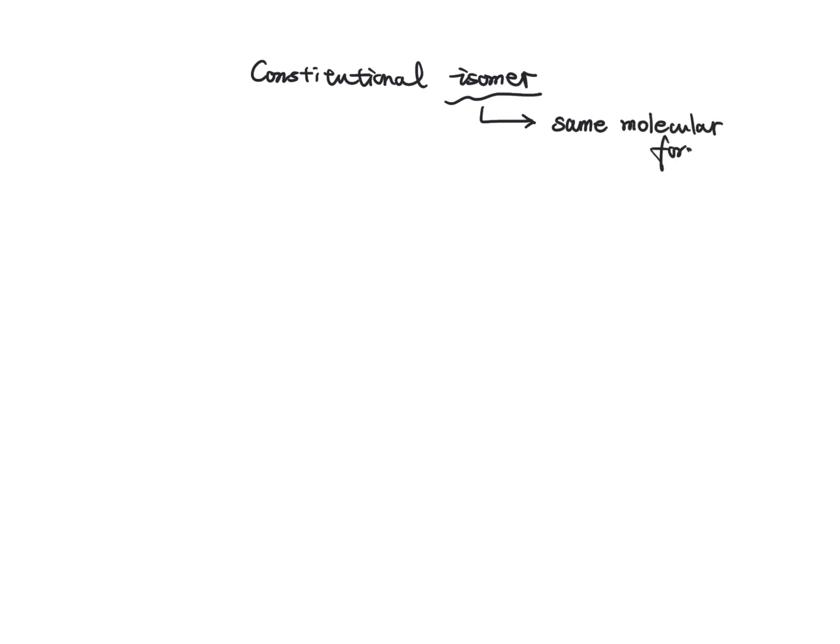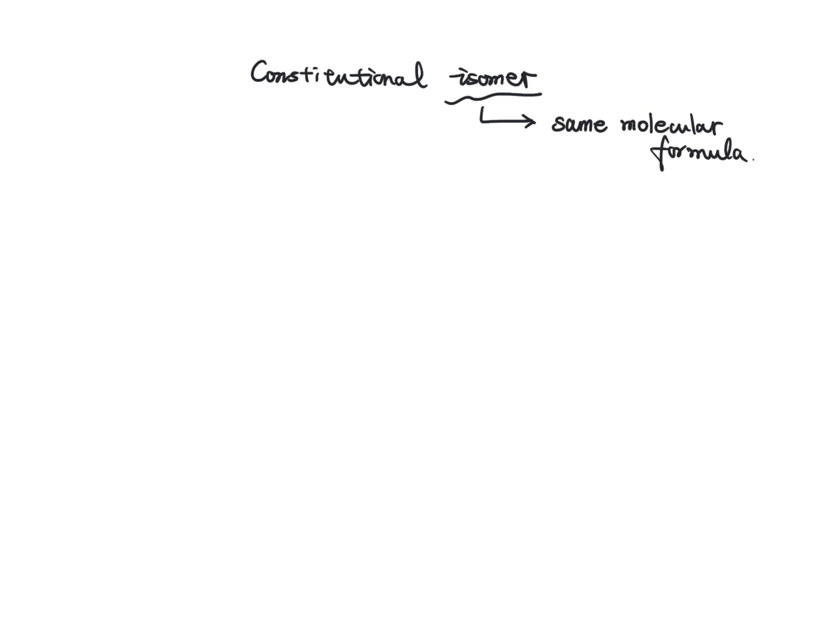Hello everyone, in this video we are going to talk about constitutional isomers and how to draw them out based on the molecular formula. So when we are looking at isomers, that is a concept of a group of molecules that share the same molecular formula, meaning that they have exactly the same number of carbon, hydrogen, oxygen, whatever they have there.